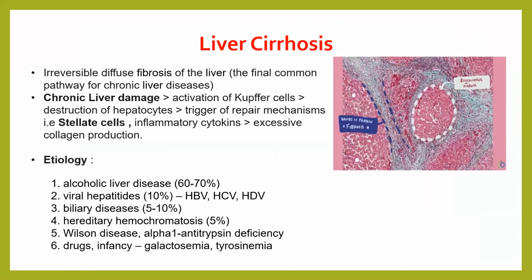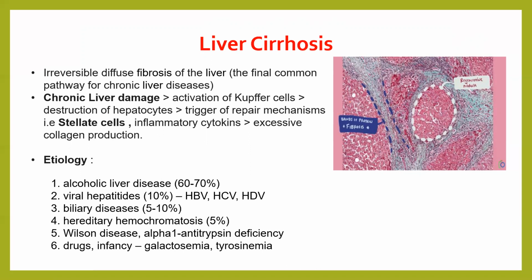Moving on to liver cirrhosis. Now, liver cirrhosis refers to an irreversible diffuse fibrosing of the liver parenchyma. And like I mentioned earlier, it is usually where all the chronic liver diseases eventually lead up to.